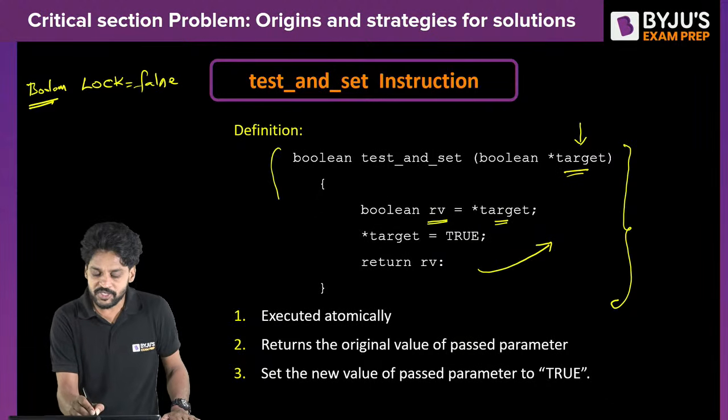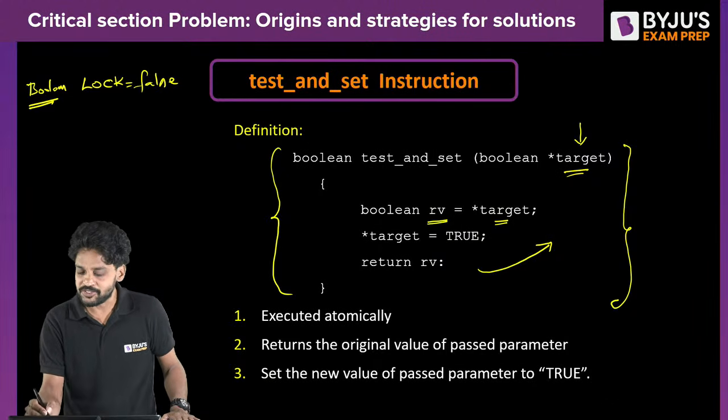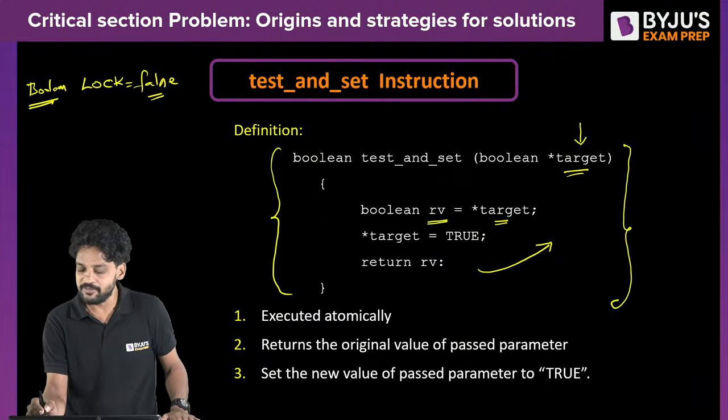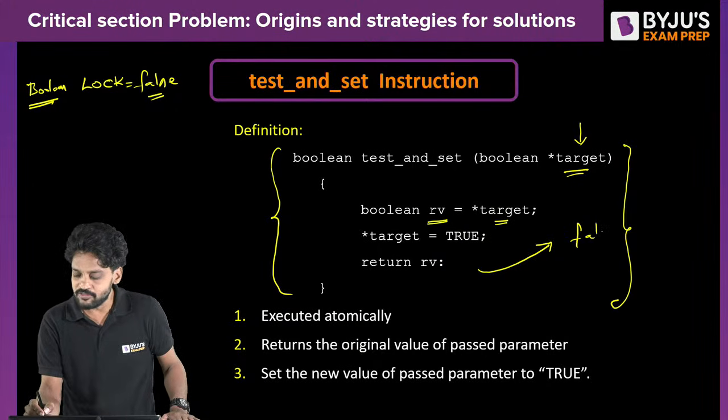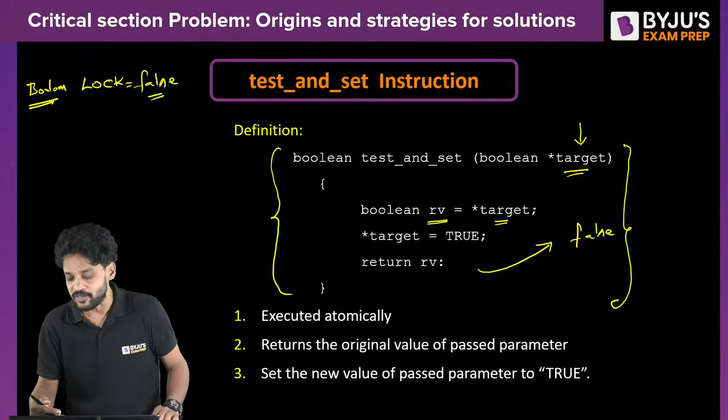So what is this function returning? This function is returning the value of the lock when it is accessed. Let us say the initial value of the lock is equal to false. Obviously, false will be passed to the target. Target will be passed to RV. Now, finally, RV is being returned. So false will be returned out of the function if the value of the lock, by the time it is accessed, is false.